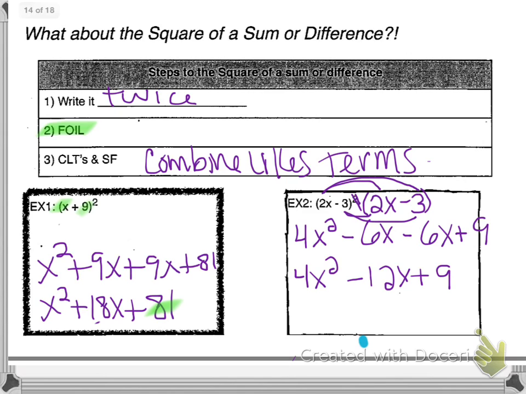On the other side, we actually end up with the same thing, okay? We squared 2x and we get 4x squared. 2 squared is 4, x squared is x squared. Then we squared negative 3 and we get positive 9. And then lastly, we did 2 times negative 3 times 2x. So 6 times 2x is 12x, and take the sign, which is minus 12x, which is what you get in the middle.